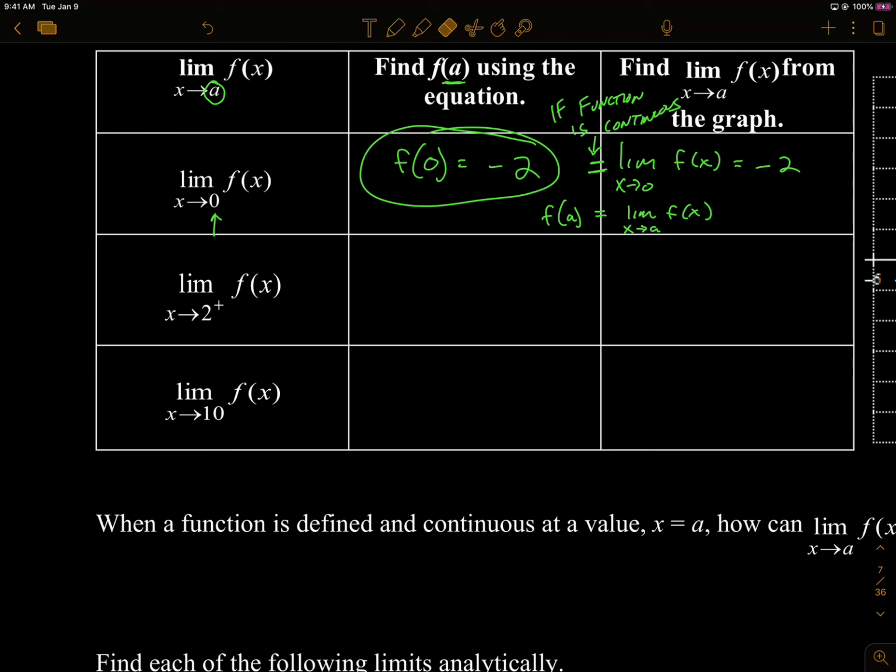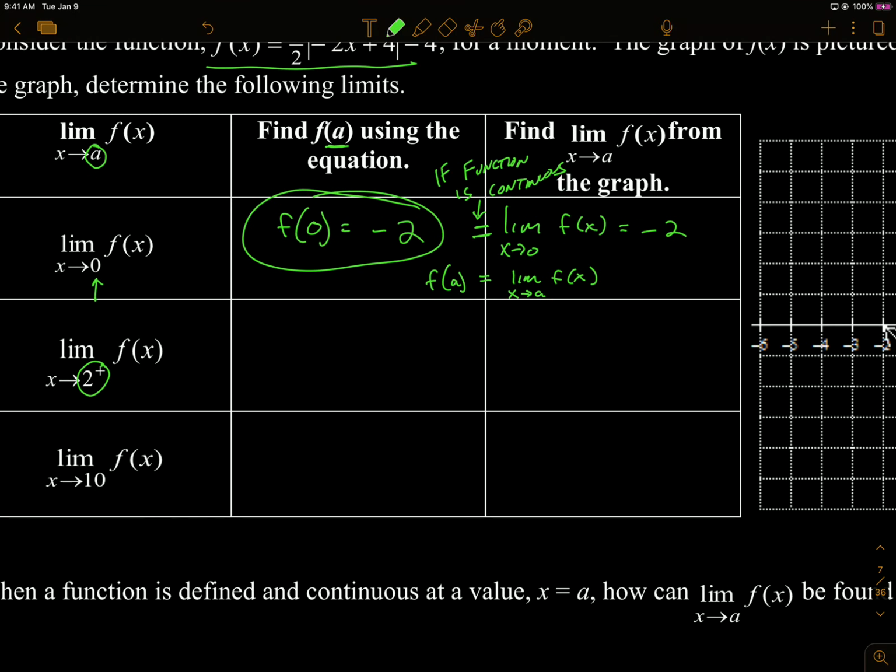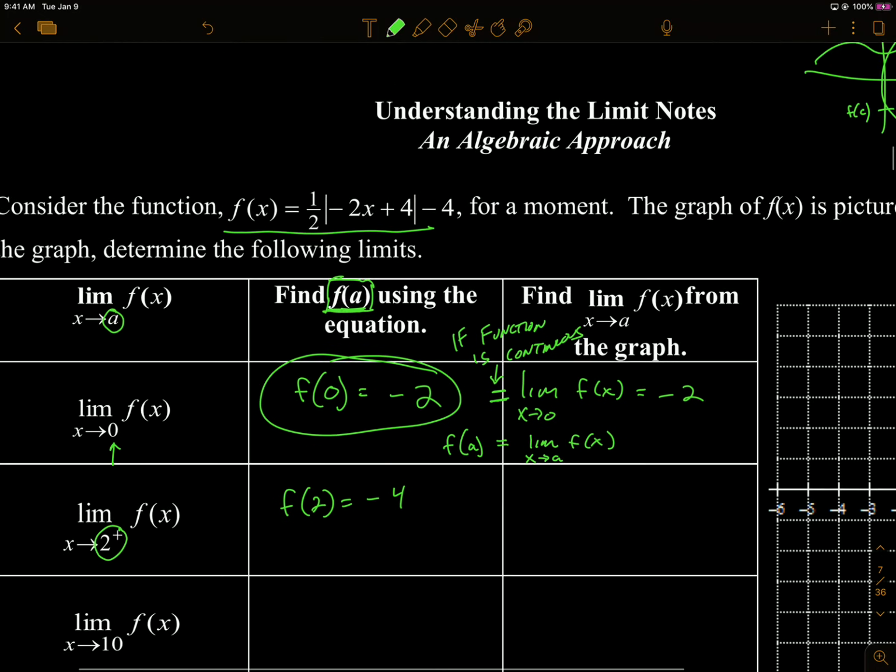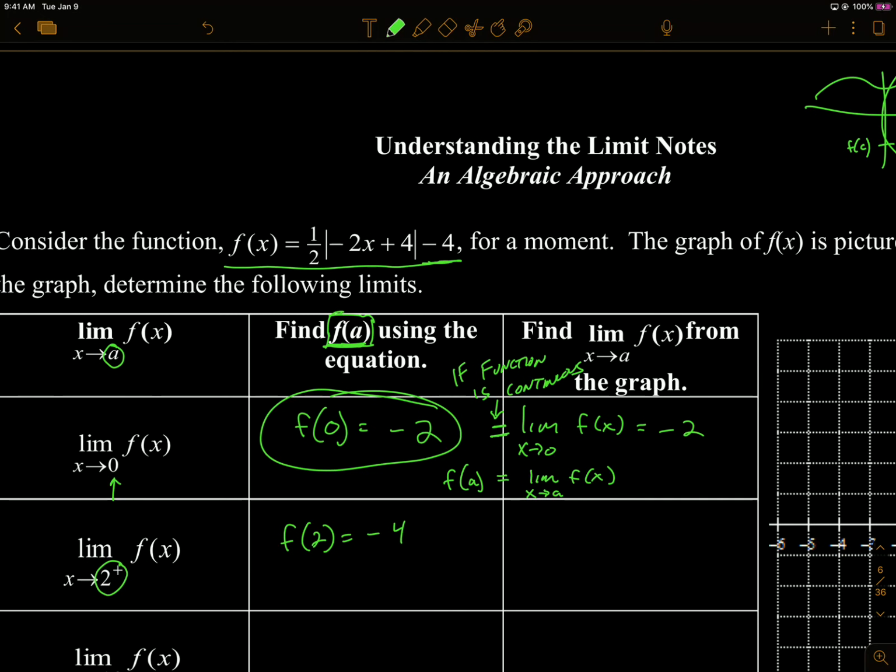The limit as x approaches 2 from the right. So now our target value is 2, but it's only from the right. So first of all, this column here just says find f of a. It doesn't worry about left or right. You're just plugging in f of a. So our target value is 2. We don't have to worry about right. All right, and f of 2 should turn out to be -4 when I plug it into the equation up here.